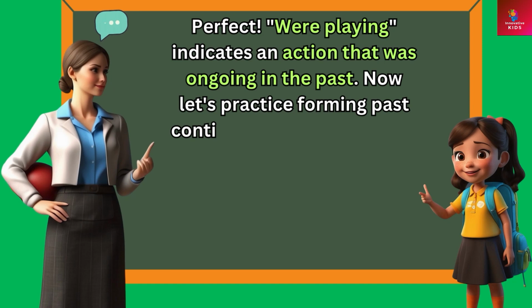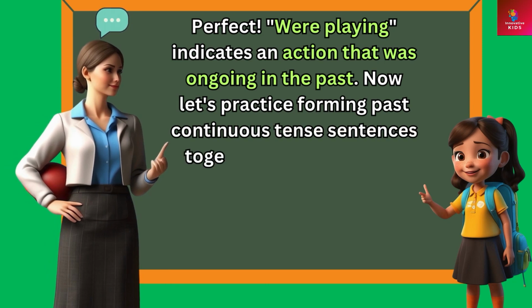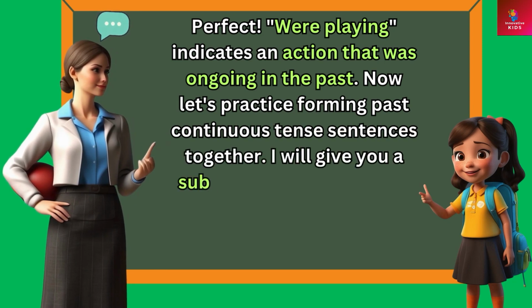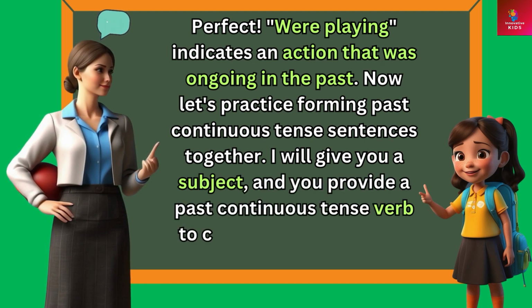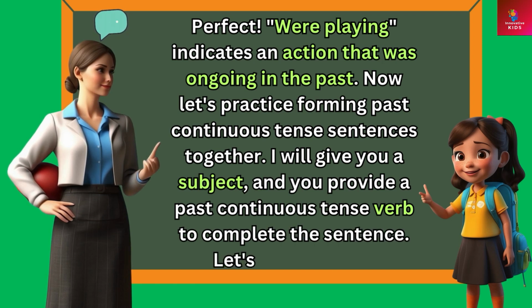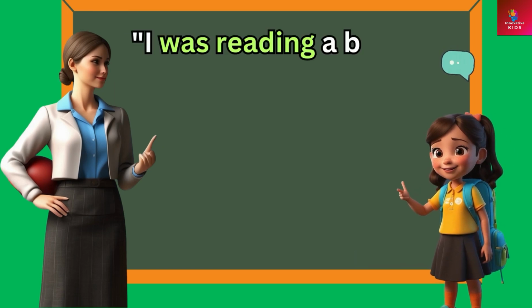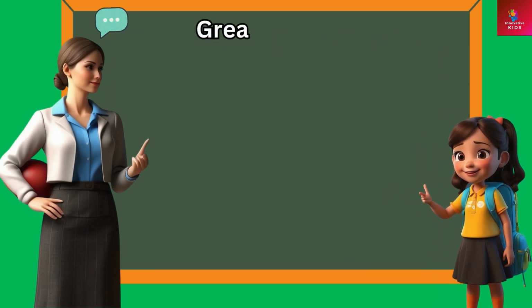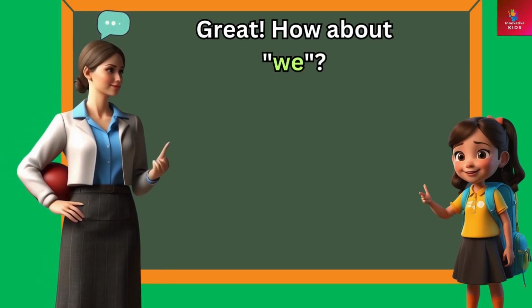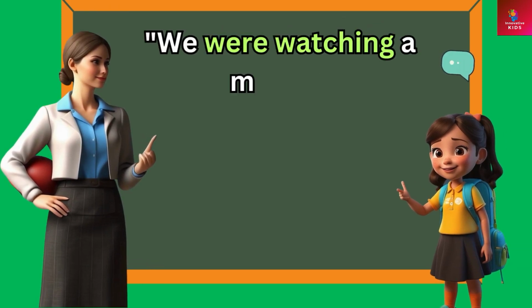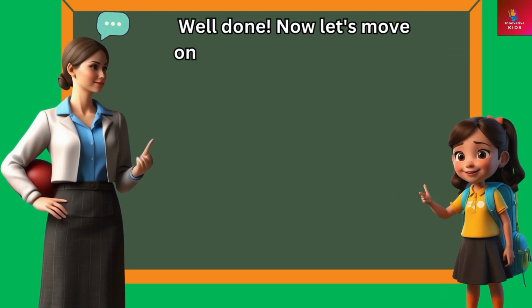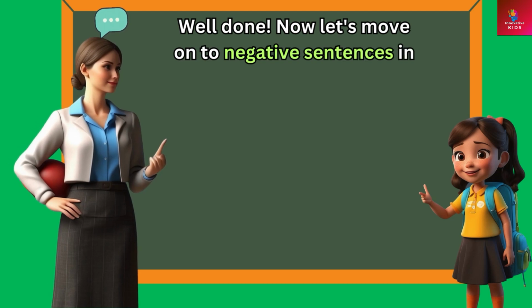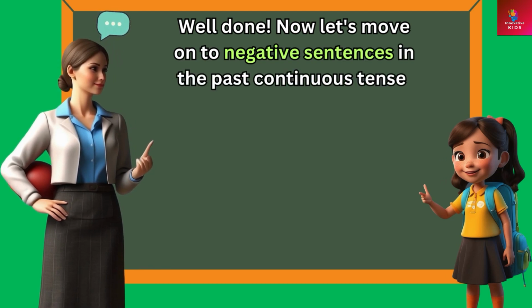Now let's practice forming past continuous tense sentences together. I will give you a subject, and you provide a past continuous tense verb to complete the sentence. Let's start with I. I was reading a book. Great. How about we? We were watching a movie. Well done. Now let's move on to negative sentences in the past continuous tense.